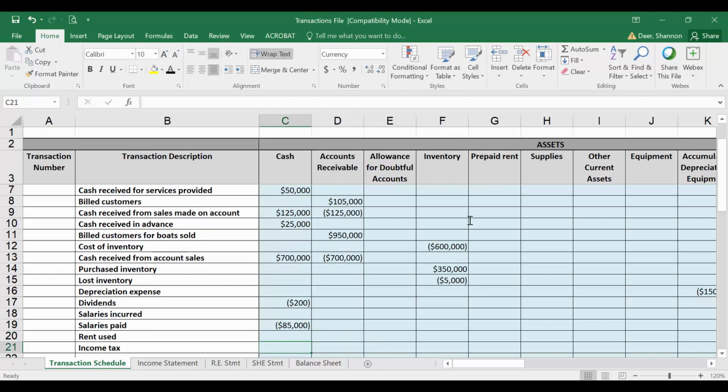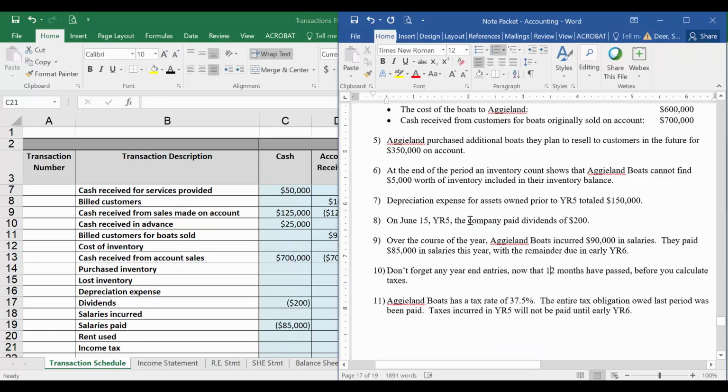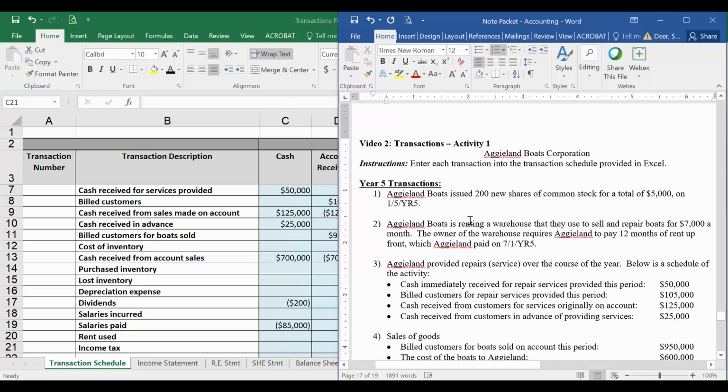Let's look at the last couple of transactions. Item number 10 won't normally show up as a transaction in your accounting courses or in accounting in practice. I just added this here so that we wouldn't forget. It says, don't forget any year-end entries now that 12 months have passed before you calculate taxes. So now that the year has gone on, we might need to record what we call some adjusting entries or year-end entries. The only one that we have in this case relates to our second bullet point.